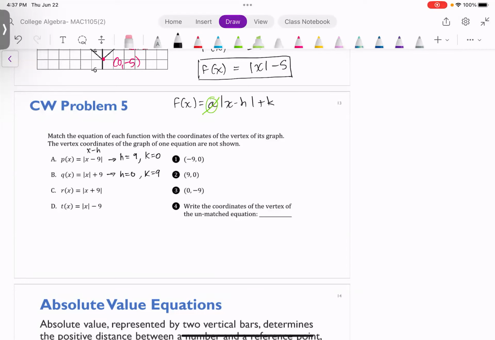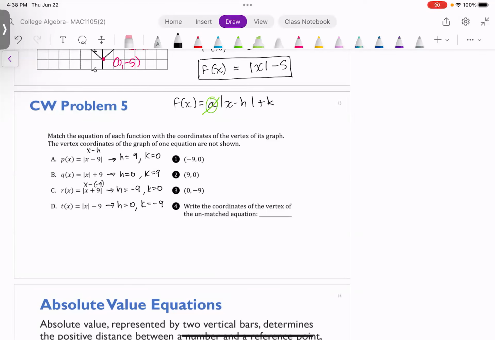For part C, I have h is equal to 9 and k is equal to 0. And that's not quite right. H is equal to negative 9. Remember that x plus 9 is the same as saying x minus negative 9. And what we want to know, h, is what's subtracted from x. Negative 9 is being subtracted from x. But my k is equal to 0. And last but not least, in part D, h is equal to 0 and k is equal to negative 9.